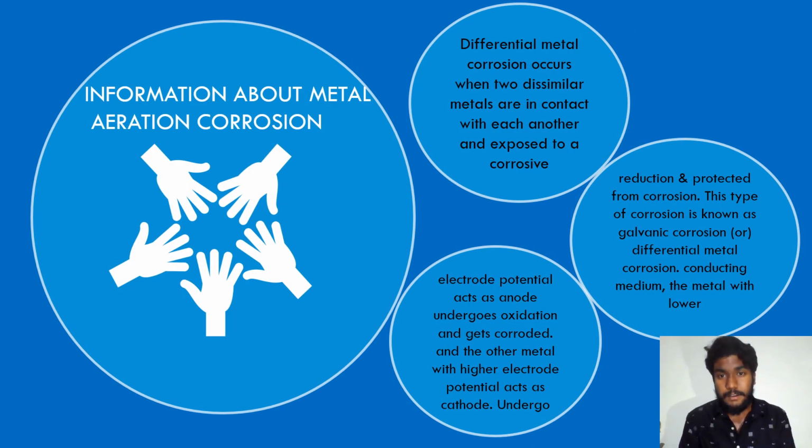Differential metal corrosion occurs when two dissimilar metals are in contact with each other and exposed to a corrosive environment. The metal with lower electrode potential acts as an anode, undergoes oxidation and gets corroded, and the other metal with higher electrode potential acts as a cathode and is protected from corrosion. This type of corrosion is known as galvanic corrosion.